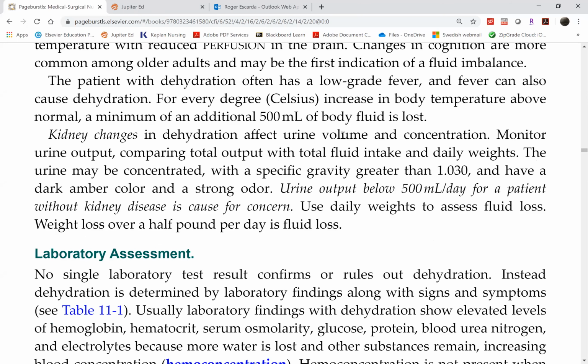Kidney changes. So this one's easy. If you're in fluid deficit, what happens to your kidney function and urine output? So in dehydration, what happens? Let's begin with the amount of urine. What happens? It decreases. Go into oliguria, and therefore, if you have less urine coming out, what will be the concentration of that urine? Pretty high. Very concentrated. Okay, right, very good. So you'll have a high specific gravity.